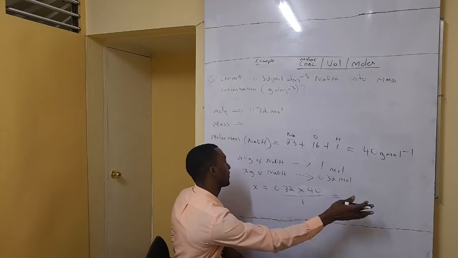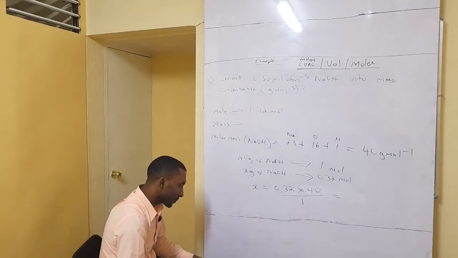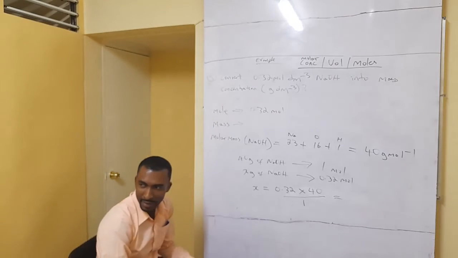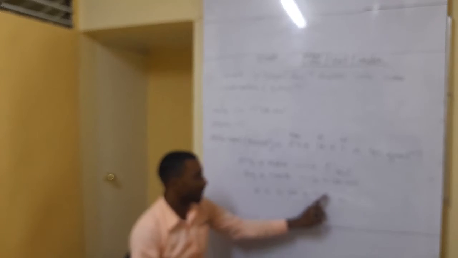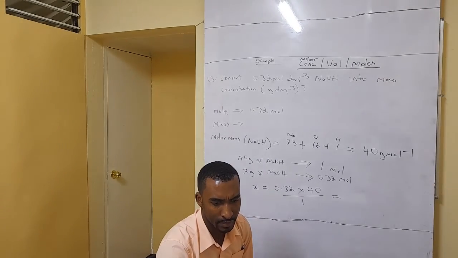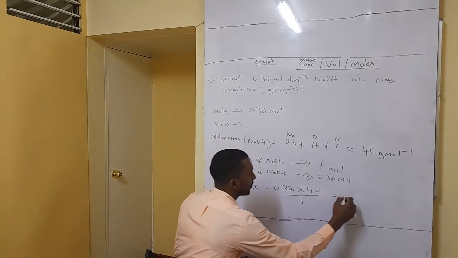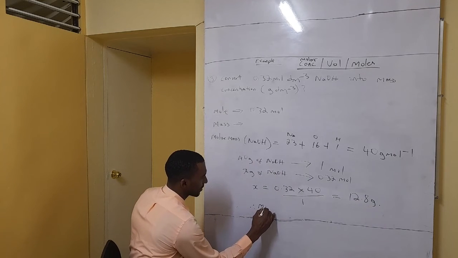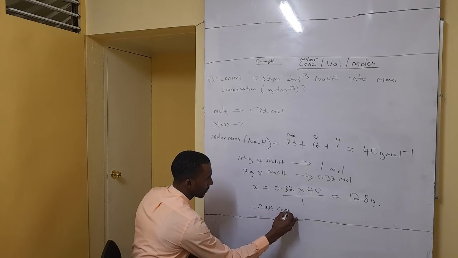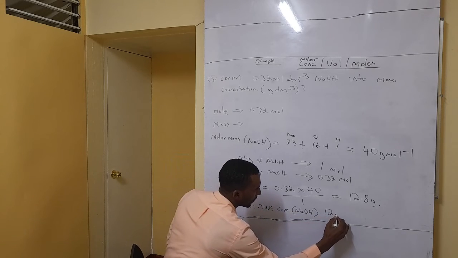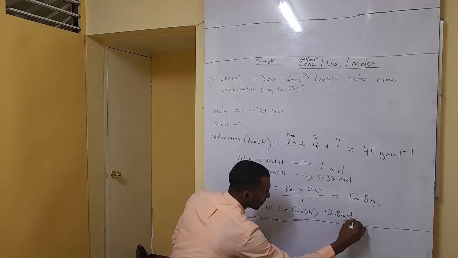What do we have here? You have a calculator on your phone. So 0.32 times 40 divided by 1 is 12.8. Therefore, the mass concentration of NaOH is equal to 12.8 grams per dm cube.